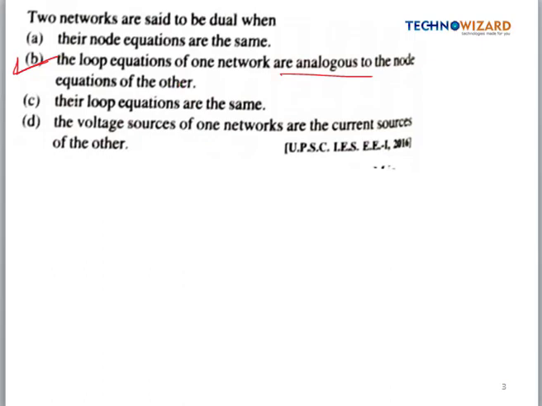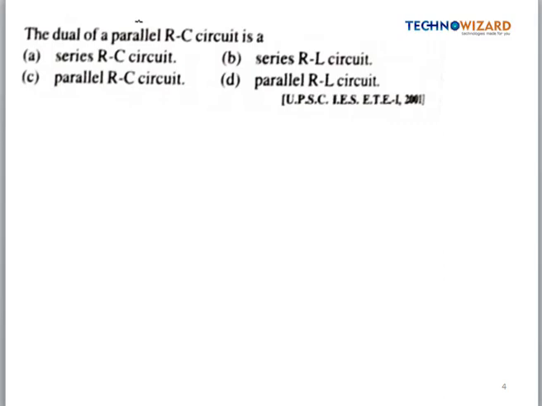Okay, so next question is, the dual of a parallel RC circuit is. In order to find the dual of a parallel RC circuit, the dual of parallel will be series, and for RC it will be RL. So the dual of a parallel RC circuit is a series RL circuit.